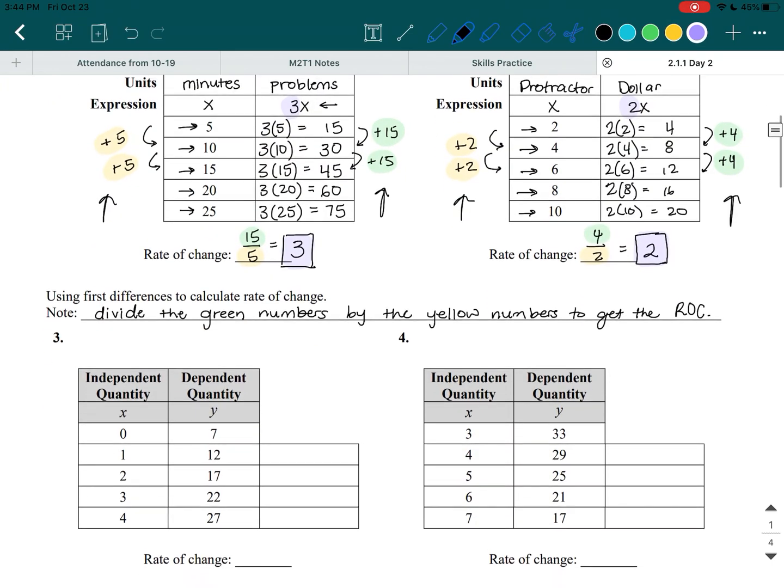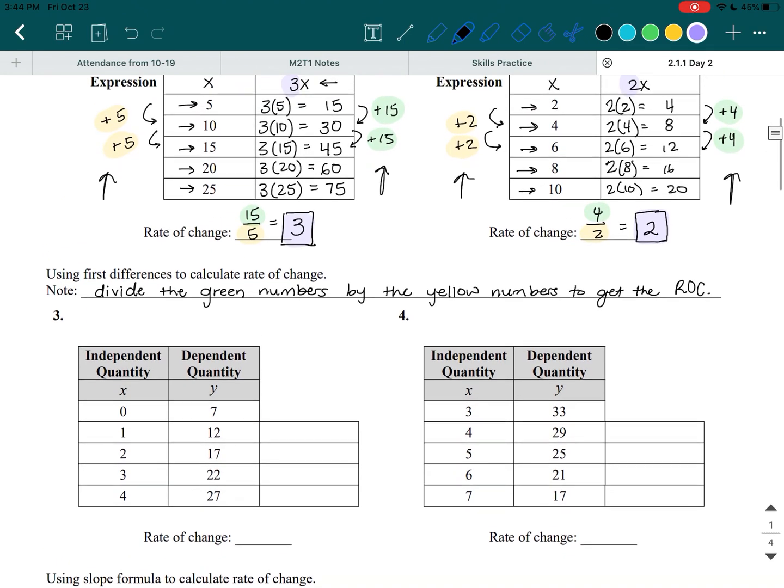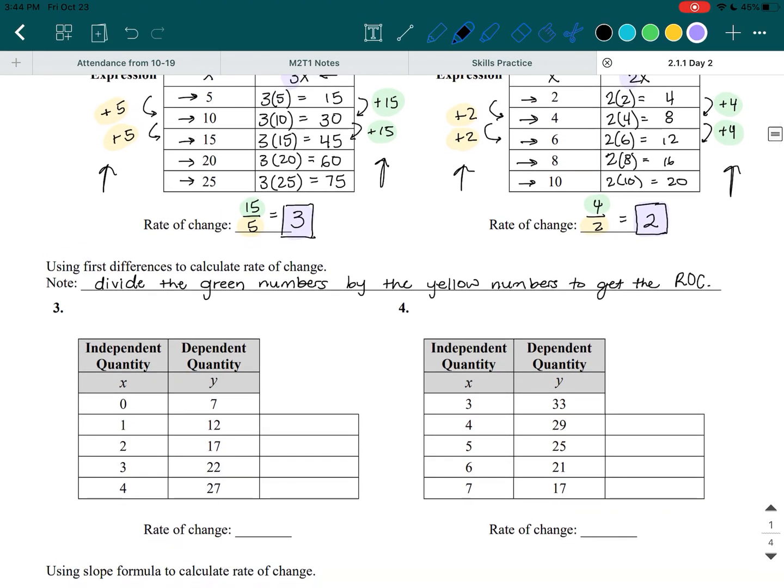All right, let's scroll down to continue. We are going to do the same process over here for number 3 and 4. So for number 3 and 4, we actually gave you guys a space to show how much you're adding every single time. So let's take a look.